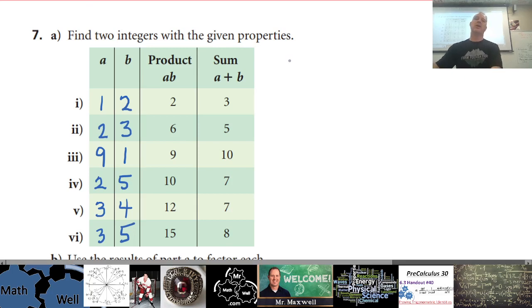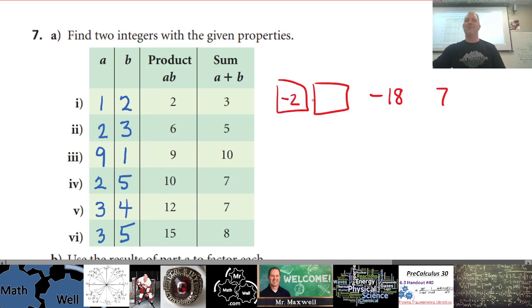Now, these are only positive ones. Like I say, the trickier ones come when they're negatives. Let me throw a couple negatives at you. So the product is, let's say, negative 18, and the sum is 7. So what are the two numbers going to be? Negative 2 and positive 9. That's right.